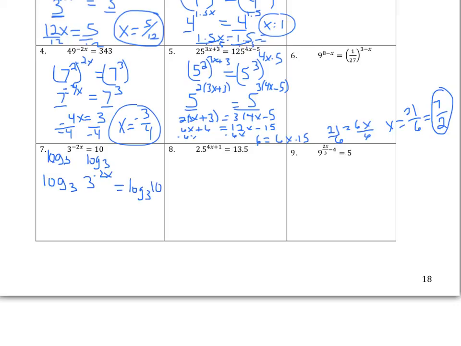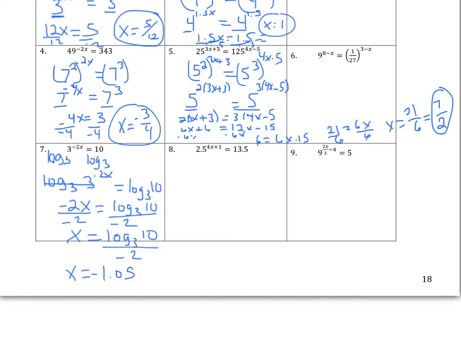And we know that log base 3 of 3 is 1. And then we bring down the negative 2x. So we have negative 2x equals log base 3 of 10. And then we divide both sides by negative 2. And x is going to be equal to log base 3 of 10 over negative 2. So we can just put that in the calculator. But I will write that for us. And then you can plug it in the calculator and see what you get. And we get negative 1.05. Go ahead and pause the video and work on number 8.